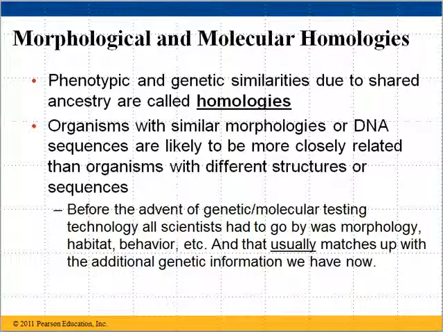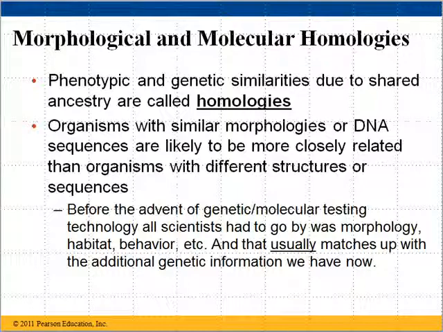Organisms with similar morphologies or DNA sequences are likely to be more closely related than organisms with different structures or sequences. So prior to the advent of DNA technology, the only thing we had to look at was the anatomy, the morphology of the creature. And this actually is a fairly good way of doing it, a fairly accurate way. But now we have not only the physical aspect of what we see about the creature, but we also have the molecular data of the DNA. And the same kind of rule applies. If there are a lot of similarities in the genetic data, then that usually means that the creatures are more closely related. The more genetic data that overlaps or that they have in common, generally speaking, the more closely related that they are. So the closer on a phylogenetic tree they would probably be.